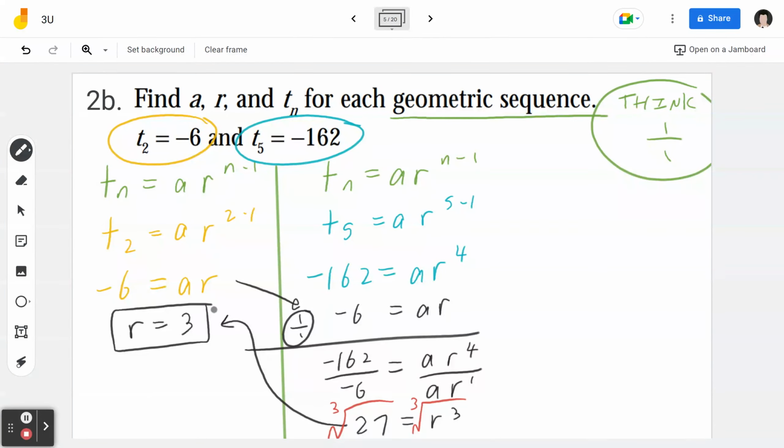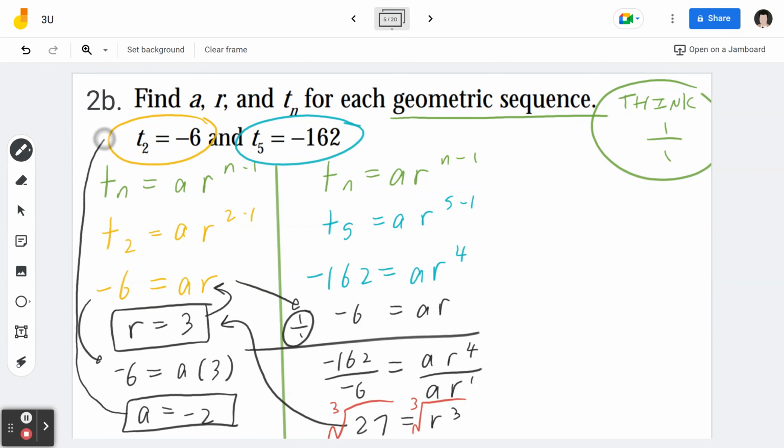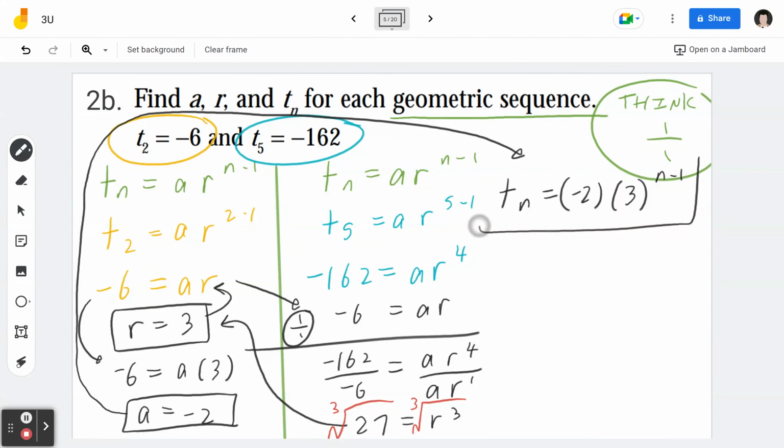What does that mean? You can plug it back to here. So negative 6 equals a times 3, which means, again, the opposite of multiplying by 3 is to divide by 3. So a is going to be negative 2. So we found a. We found r. We're going to go back and find Tn. So we're going to go all the way to here. Tn, again, is going to be a, which is negative 2, times 3 to the power of n minus 1.